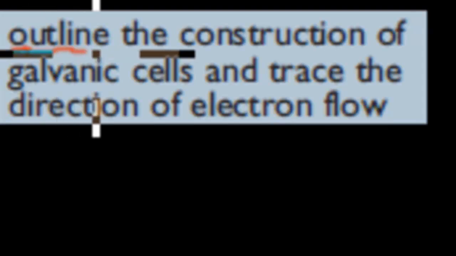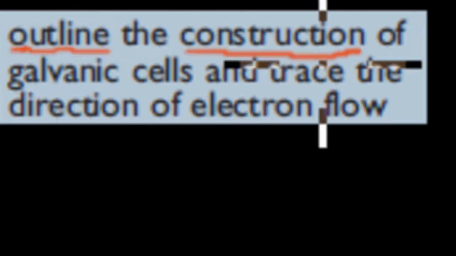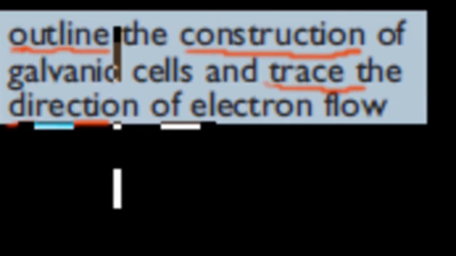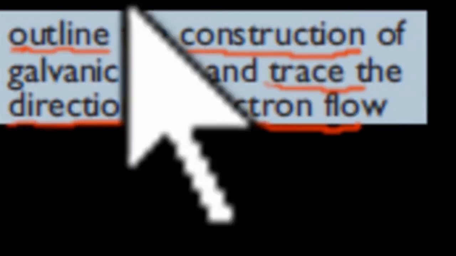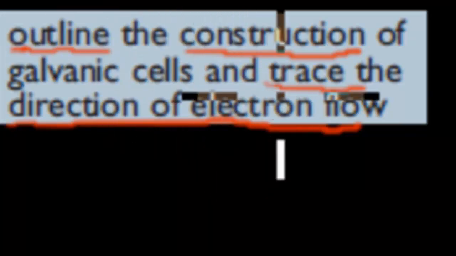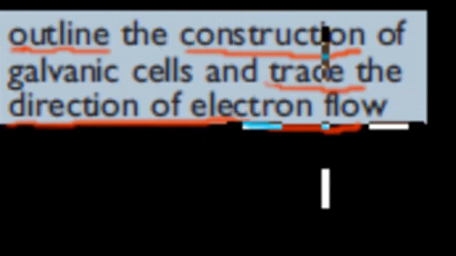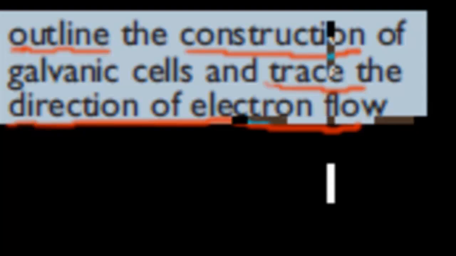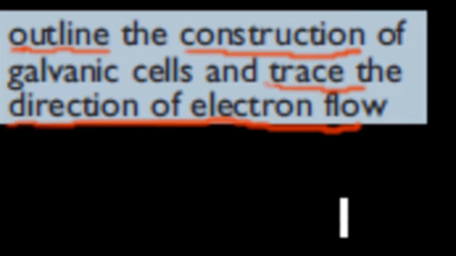The two parts: we have to outline the construction and trace the direction of the electron flow. Outline just means we need to know how to outline the steps involved in constructing a galvanic cell. And we also need to be able to trace the direction of electron flow.